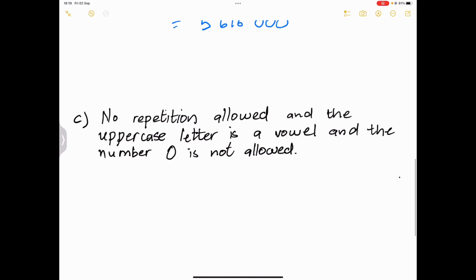Now the third one: how many combinations can we make if no repetition is allowed, and the uppercase letter is a vowel, and the number 0 is not allowed? In that case, I want you to think about it.